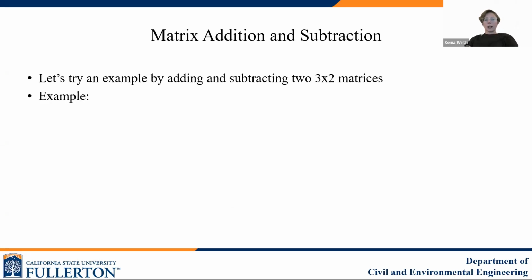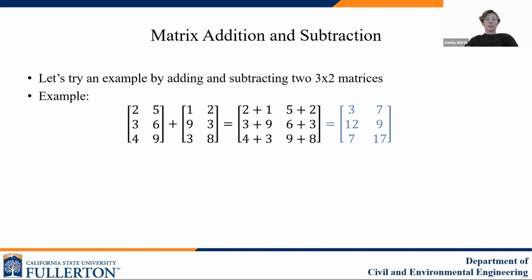Let's do an example by adding and subtracting 2 3 by 2 matrices. Let's add first. So we have 2 matrices with the same dimensions, 3 by 2. In the first position, we have a 2 and we have a 1. So we end up doing 2 plus 1. 2 plus 1 gives me 3.